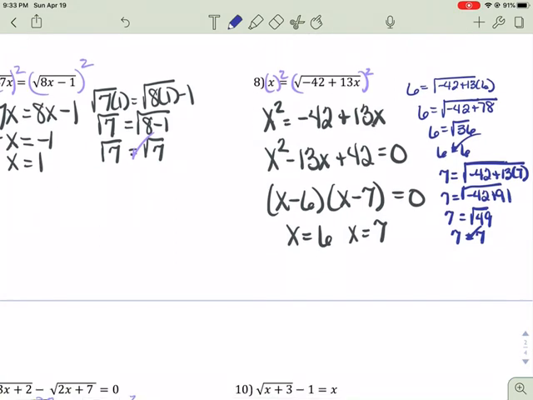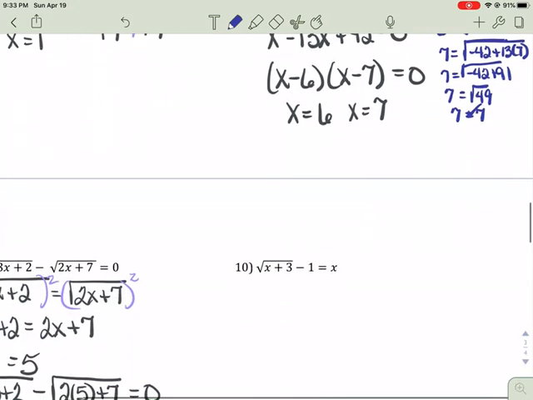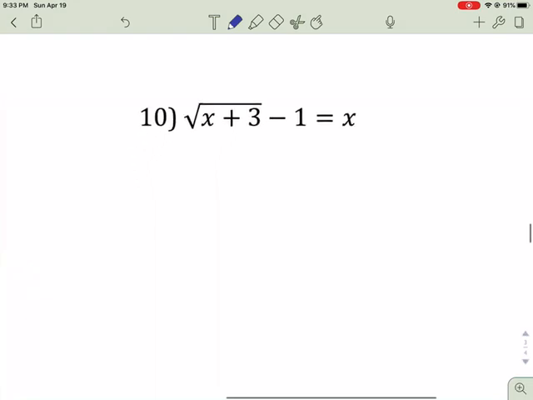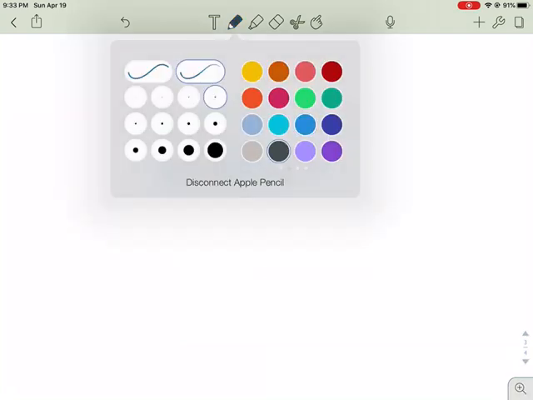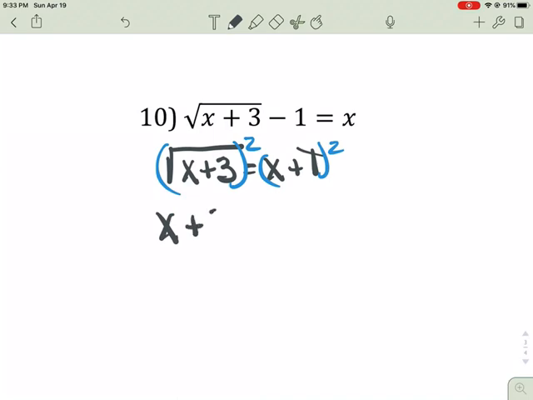Okay, so you may have to be doing some solving of quadratics when you're doing this. All right, let's try one more. Again, our variable is inside and outside. Okay, so here, before we even do anything, we're going to have to add the 1. So we get the square root of x plus 3 is equal to x plus 1. Now we're going to have to square both sides. Okay, so we're going to have to do a little ouch here, because now we get x plus 3 is equal to x plus 1 quantity squared.